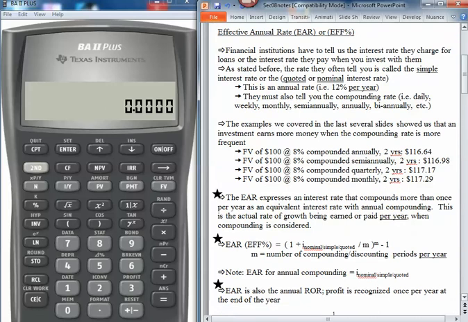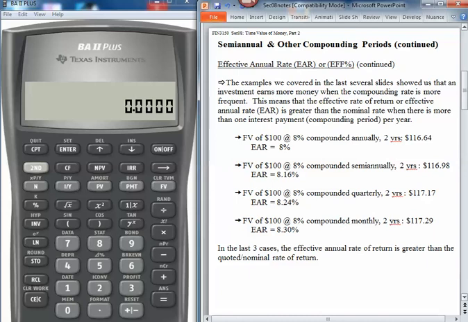We calculate the EAR, or effective rate, as 1 plus the simple rate, as a fraction or as a decimal, divided by m, the number of compounding periods, all raised to m, minus 1. The EAR for annual compounding would be equal to the simple annual rate. In any other case where m is greater than 1, we would find that the EAR is more than the simple annual rate.